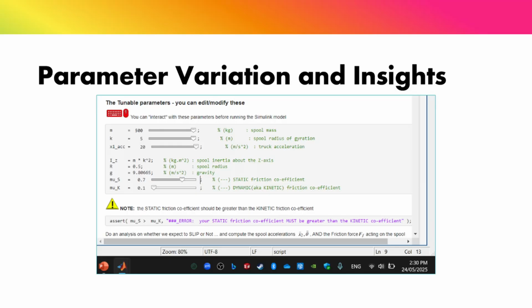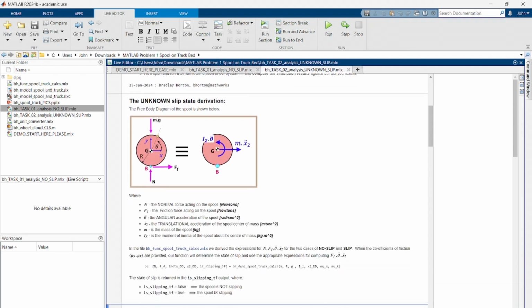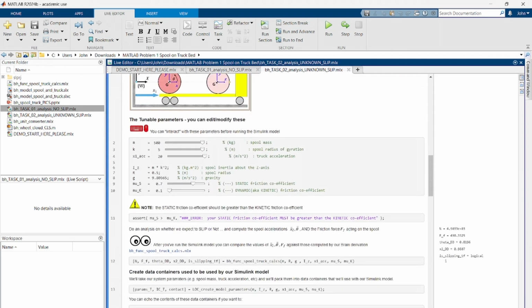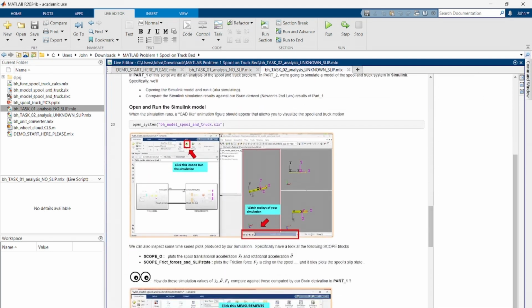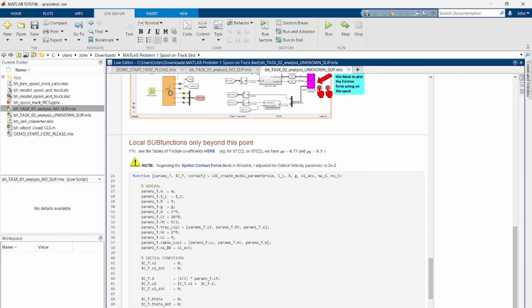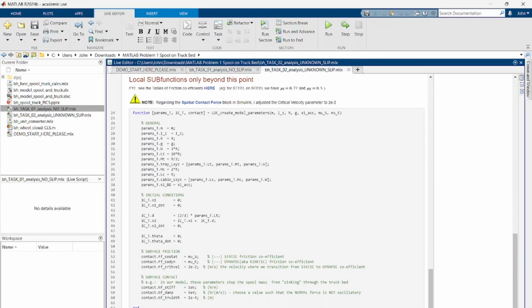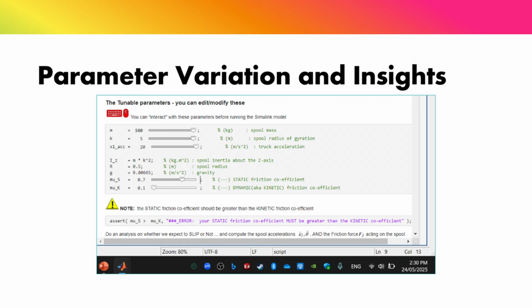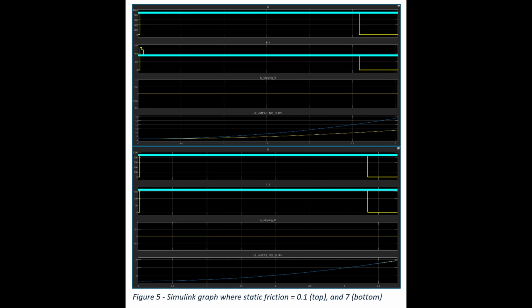In task 2, we explored what happens when you vary the parameters. We adjusted the mass, acceleration, and friction coefficients using the sliders in Simulink. The main takeaway: higher static friction coefficients reduce slipping. When static friction was increased from 0.1 to 0.7, we saw a huge drop in slippage, and the model aligned closely with our theoretical predictions.